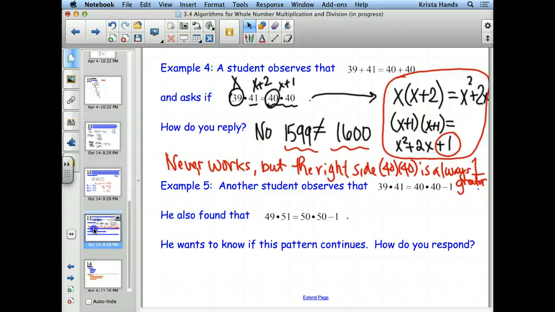How do you respond? What do you think? Yeah, that's what this up here shows, right? It shows that this pattern will work. So yes, it works. As long as what's happening. How could you describe what's happening to those numbers on the left compared to the numbers on the right? Well, what's going on here? What are the conditions around which this works?